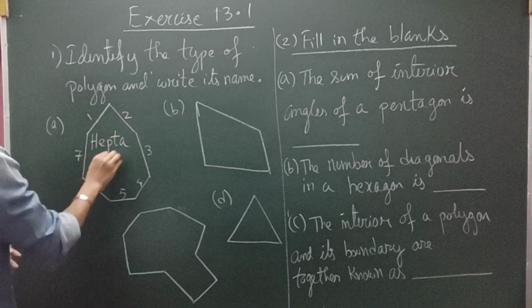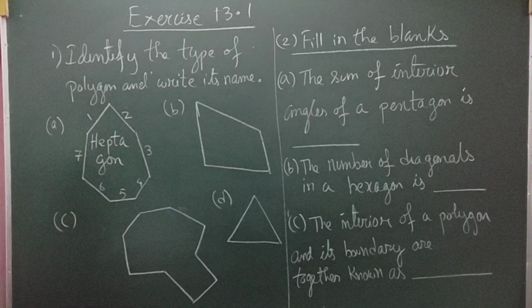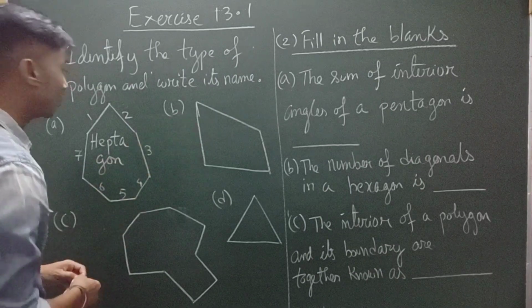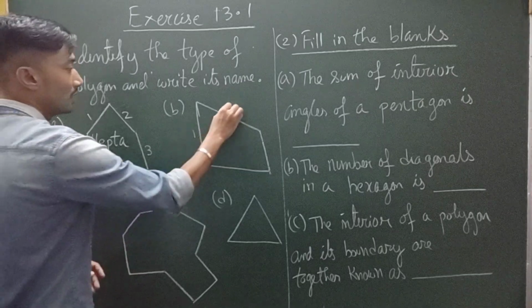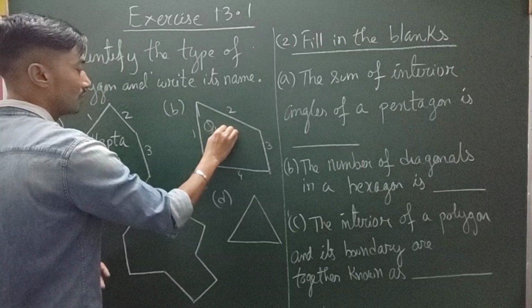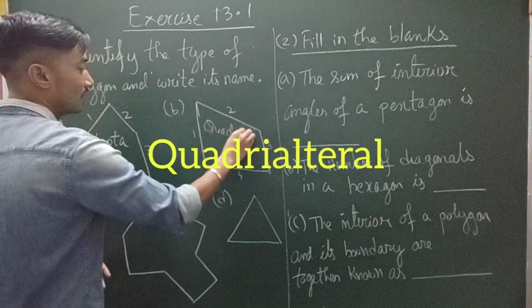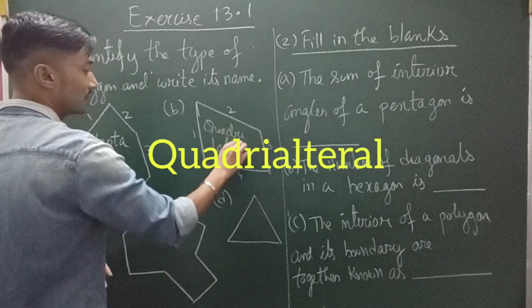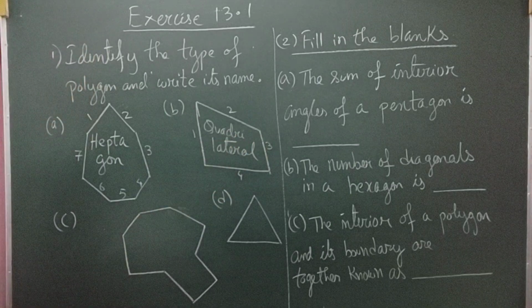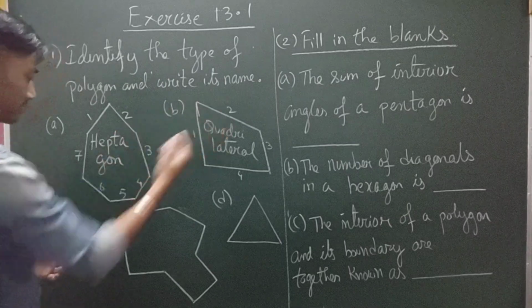H-E-P-T-A. I'll just fit it in here. Okay, heptagon. 7 sides, so it's called a heptagon. What about the second one? Number B. How many sides? 1, 2, 3, 4. So what do we call it? Q-U-A-D, quadrilateral. I'm just fitting it here. Quadrilateral, Q-U-A-D-R-I-L-A-T-E-R-A-L, because it has 4 sides. This has 7 sides, this has 4 sides.